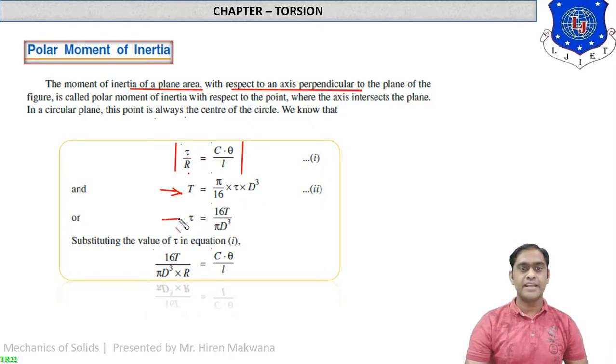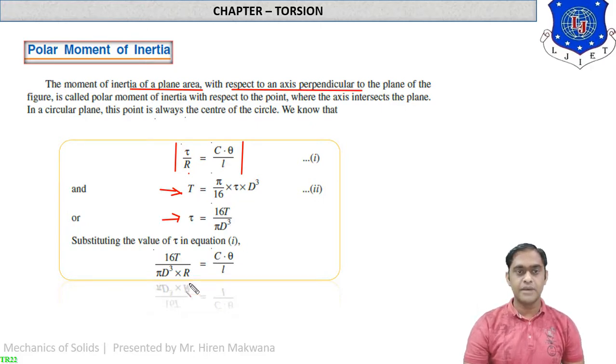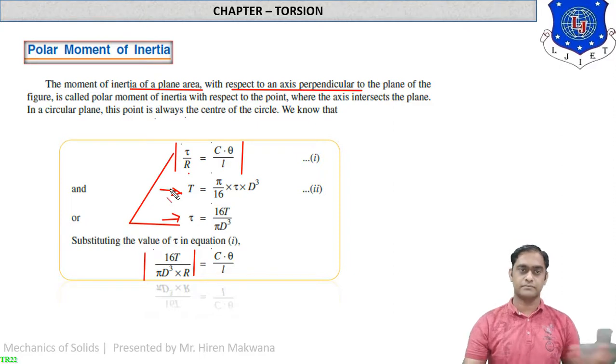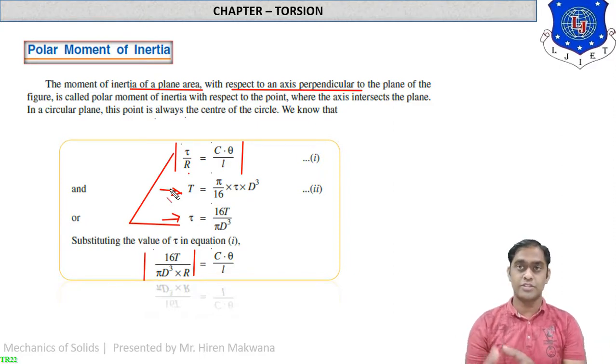Making shear stress tau the subject, it will be 16T by pi D cube. Then, comparing the equations, we get 16T by pi D cube into R equal to C theta by L. Actually, we have just replaced this tau in the formula. So the answer will be 16T by pi D cube into R is equal to C theta by L.